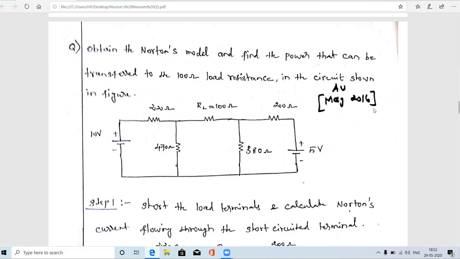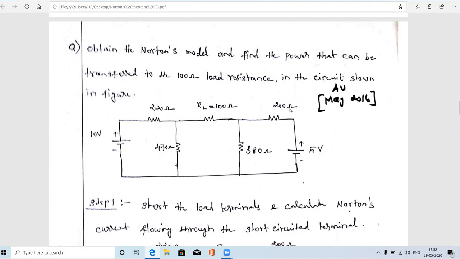Okay, so it is a May 2016 question. We already discussed two Norton's problems, and this is the third problem. The question is: using Norton's model, find the power that can be transferred to the 100 ohm load resistance in the circuit shown in the figure.